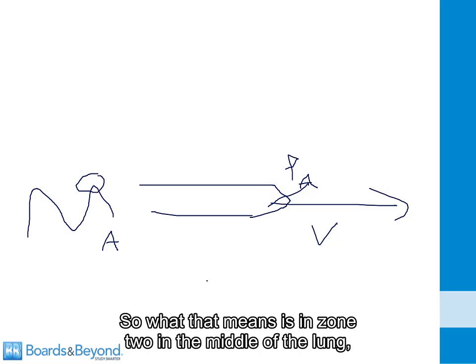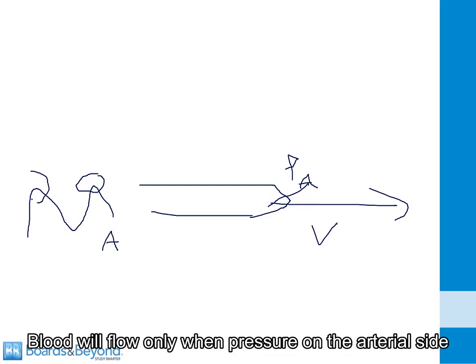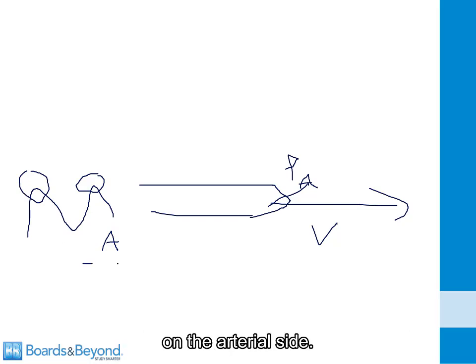So what that means is in zone 2, in the middle of the lung, what you're going to get is pulsatile blood flow. Blood will flow only when pressure on the arterial side is at the highest, and it won't flow when pressure is lower than that on the arterial side.